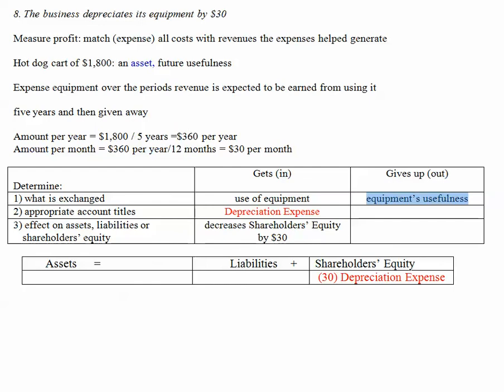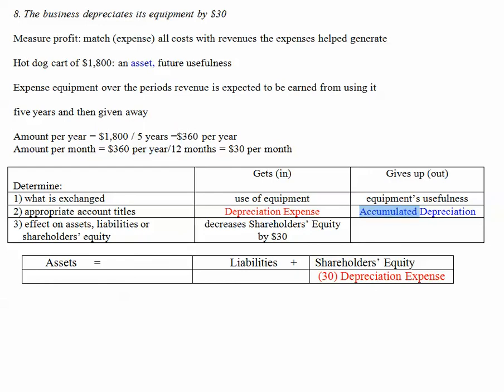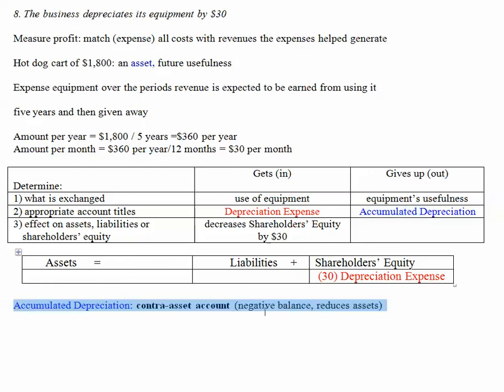What is given up is the usefulness, or we're going to reduce the asset. Now you are actually not going to use the equipment as the title. We actually are going to use a different account title, and it's called accumulated depreciation. It's a fancy term. It's called a contra asset account because it's opposite, contra, of all your other assets. In other words, it has a negative balance and it actually reduces assets.